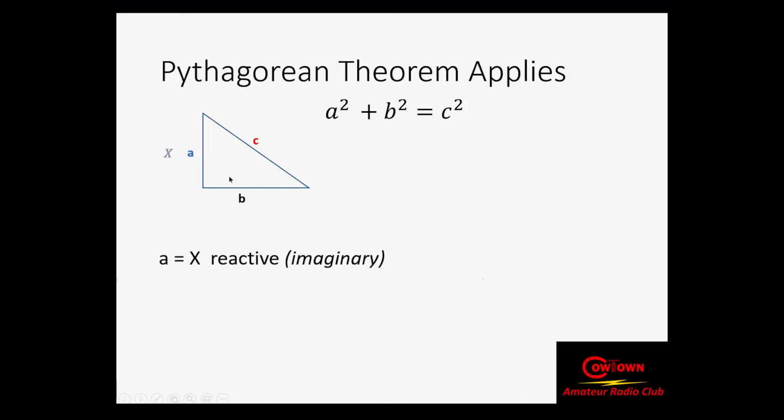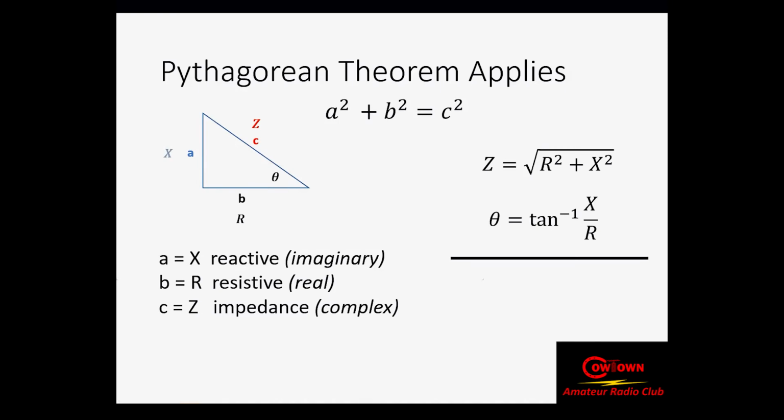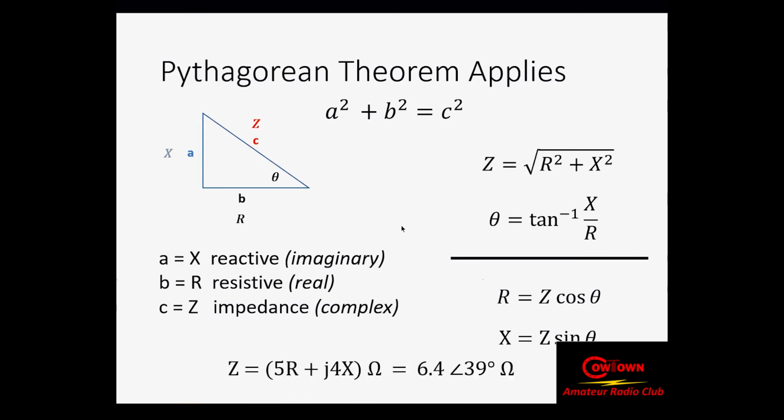A, the vertical part, is the X, or the reactive imaginary part. B is the resistive or real part. C is the impedance, or the complex part. And these four formulas that I'm bringing up are four formulas that you really need to use when you take your extra exam. But essentially, they're just manipulating this complex number.